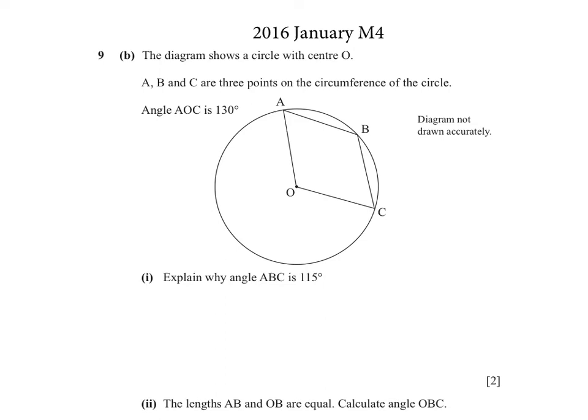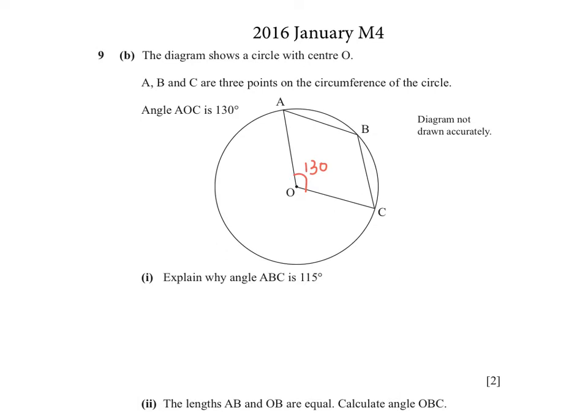This is M4 2016 January paper, question 9b. The diagram shows a circle with centre O. A, B and C are 3 points on the circumference of a circle, and angle AOC is 130 degrees. I'm just going to mark that one on. AOC is 130. Explain why angle ABC is 115.